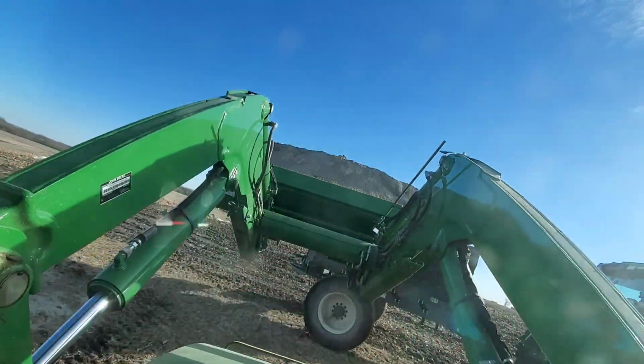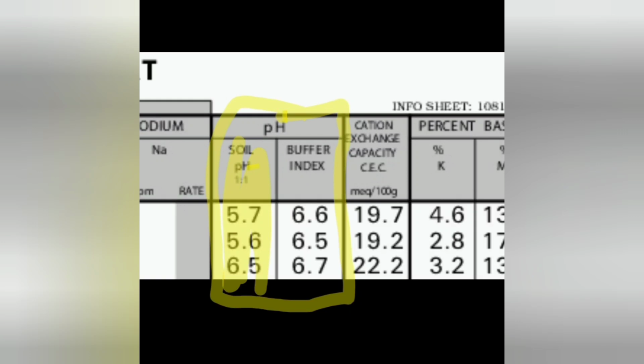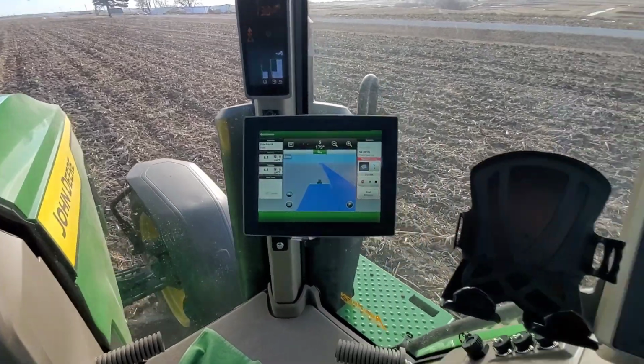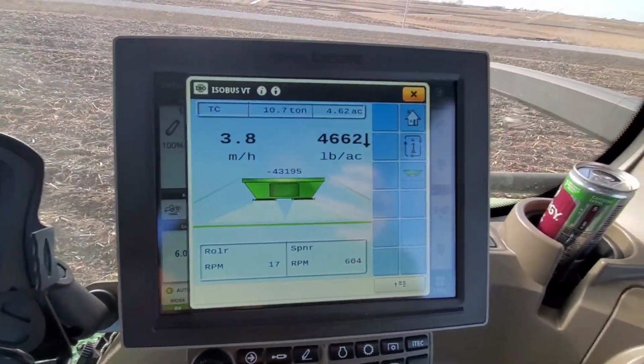The quickest and easiest way to look at your soil sample is to look at the pH. Then look at hydrogen. Hydrogen should be 0. If your hydrogen levels are high and your pH is low, that means you need to apply lime. Now if your pH is higher than neutral, which is 7, then chances are you have poor drainage.